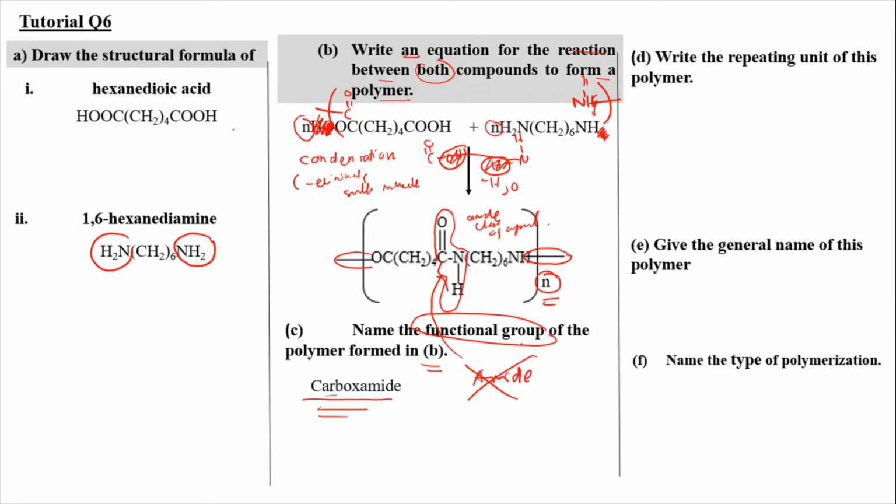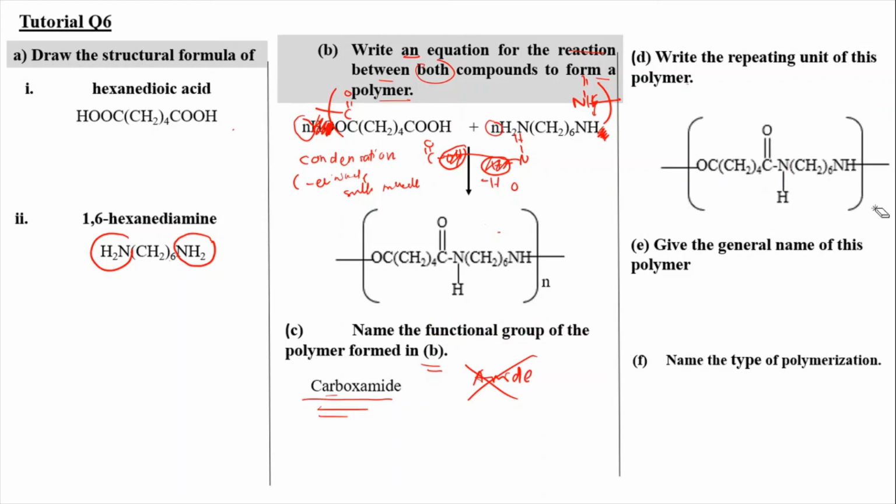Okay, and now for the structure of D, you need to write the repeating unit of this polymer. So basically the repeating unit is the same as the polymer. Actually it's the same. You just copy back the polymer that you get, but then you need to remove the n. Okay, here it has no n. That is the only difference between the repeating unit and the polymer.